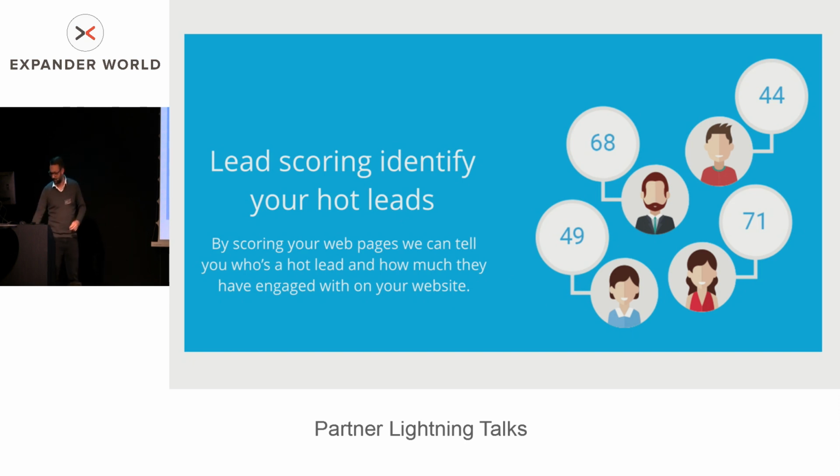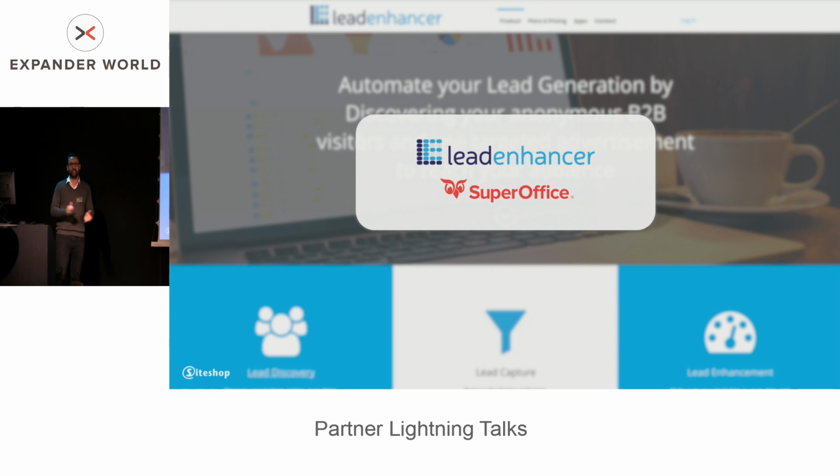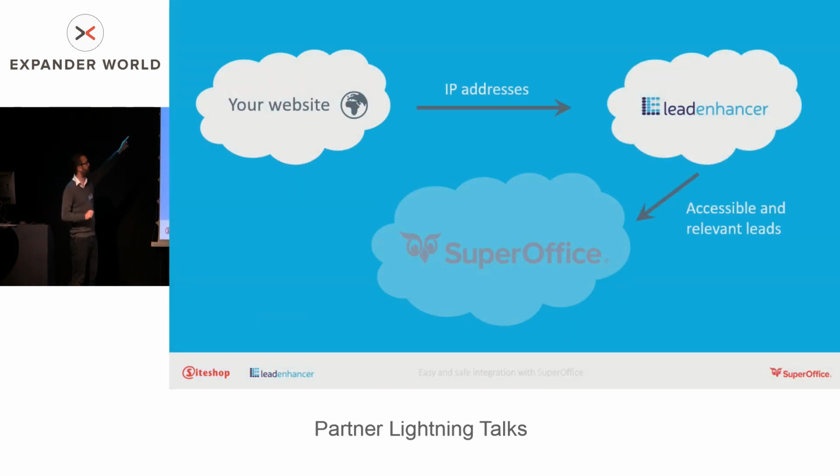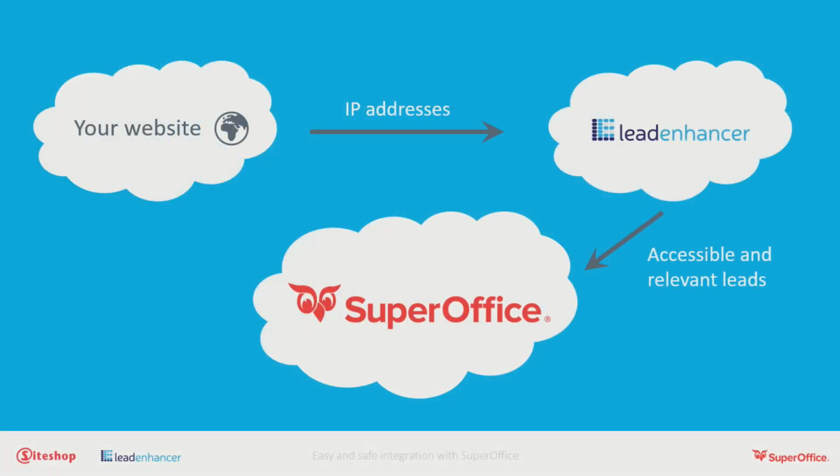That's what we need. So of course there is. It's easy. You go to the SuperOffice App Store and you sign up for the Lead Enhancer app. This is the quickest sketch I could do. This is your website, it's beautiful, nice design. The Lead Enhancer script gets the IP addresses, turns them into accessible and relevant leads, and you get them available straight in SuperOffice.